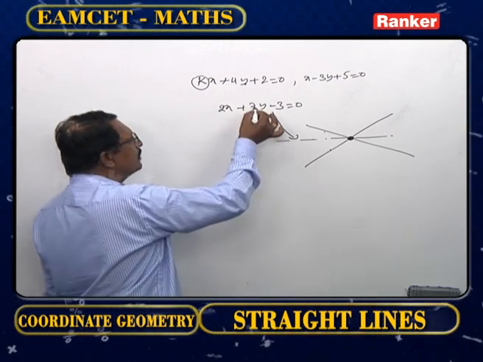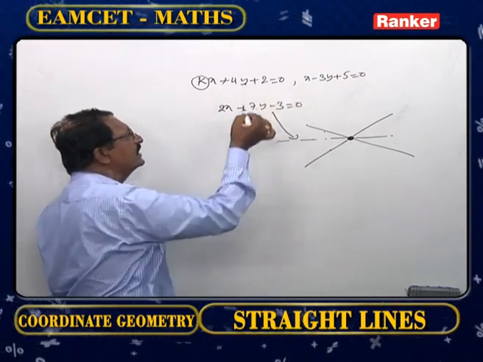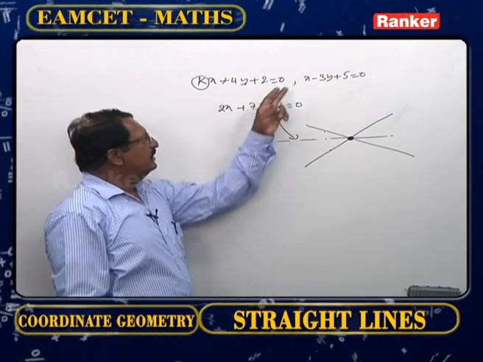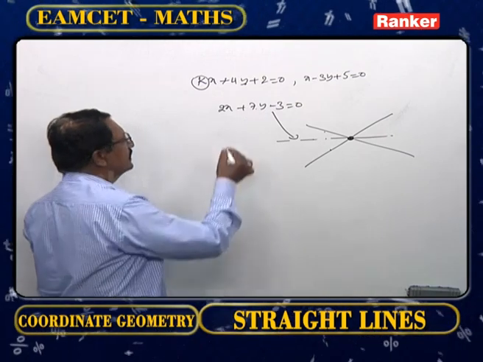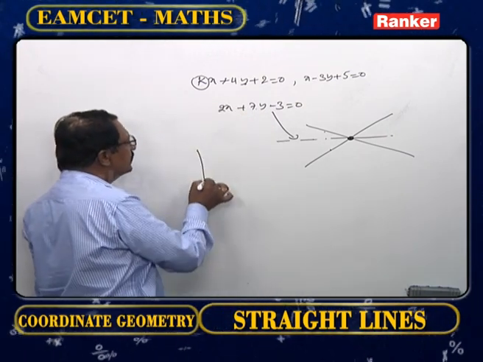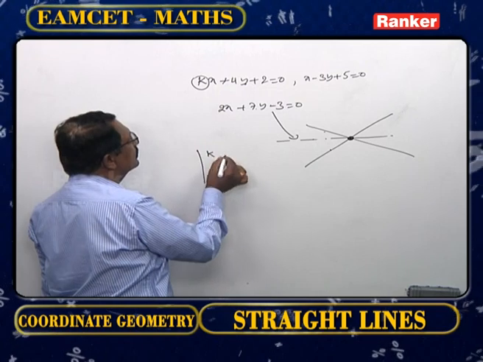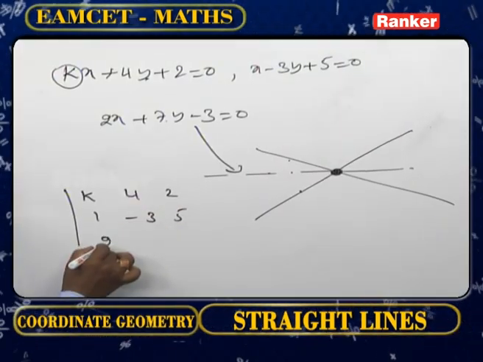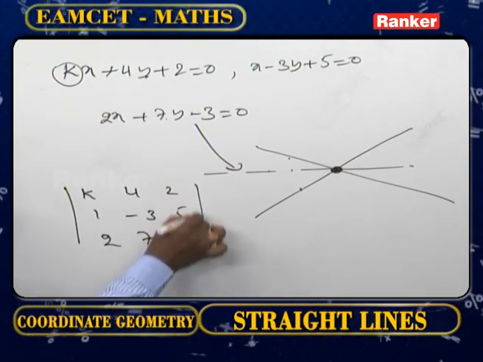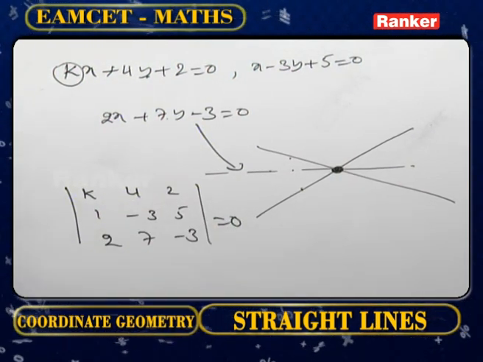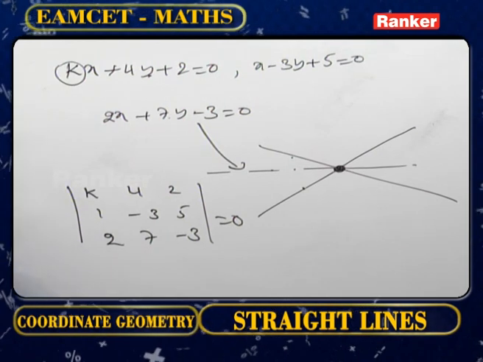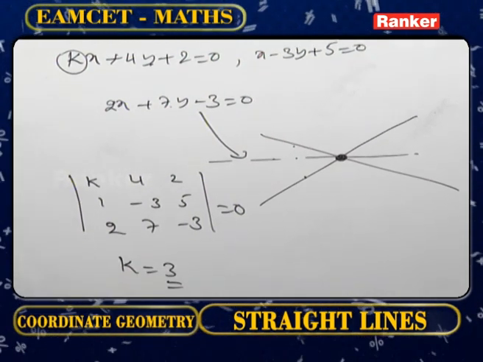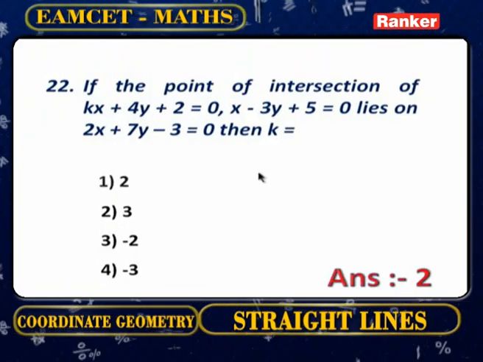Then the point of intersection of any two of the lines, substituting in the third equation, that must be satisfied. Otherwise, the determinant of the coefficient matrix equals 0: K 4 2, 1 minus 3 5, 2 7 minus 3 equals 0. Just expanding the determinant, we get the value of k. Now, the value of k equals 3. Option is the second option.